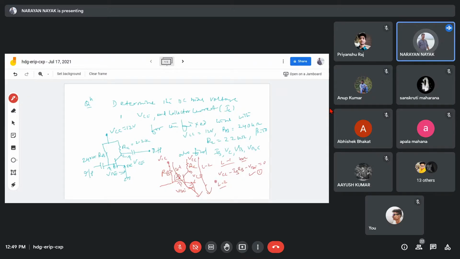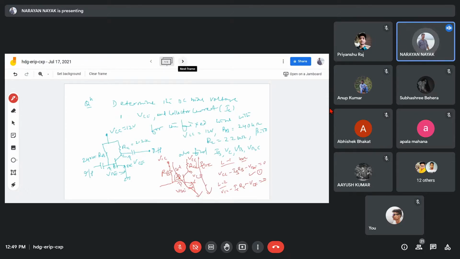Similarly, you have to go for loop 2. Loop 2 is VCC minus, the current here is your IC. So VCC minus the voltage drop across the collector resistor, ICRC, minus the collector emitter voltage VCE equal to 0. So from these two equations you have to calculate IC and VC.